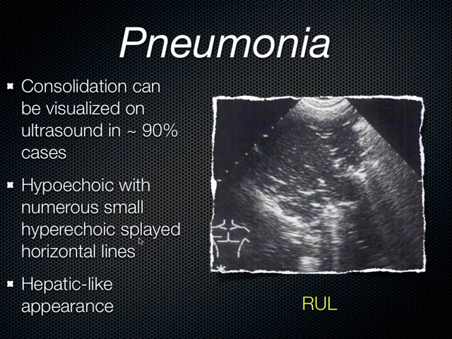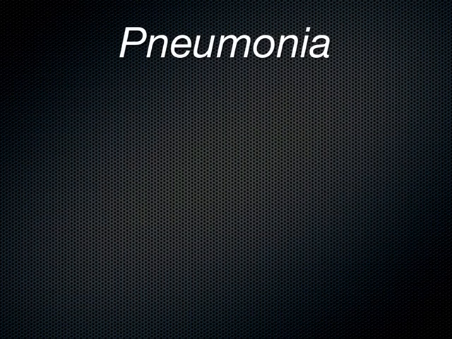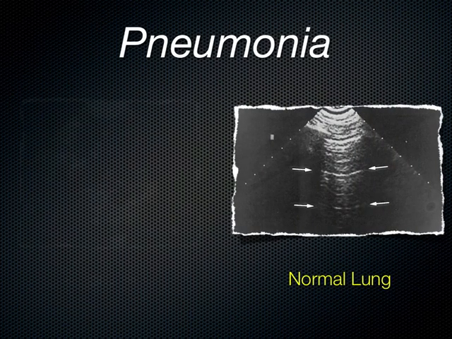And what you see is this hypoechoic area in the chest that we can see numerous horizontal lines, these hyperechoic horizontal lines seen throughout. And actually, when you look at this, it really does look like the liver. And the term we use sometimes with ultrasound, in terms of pneumonia, is there's been hepatitization of the lung. And that's really the deal here with pneumonia.